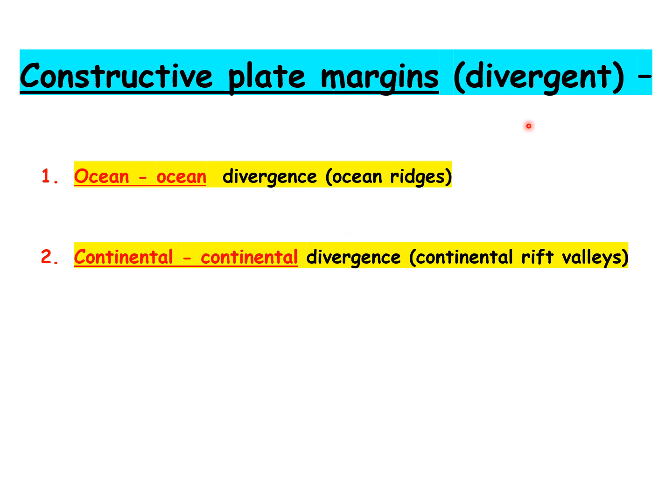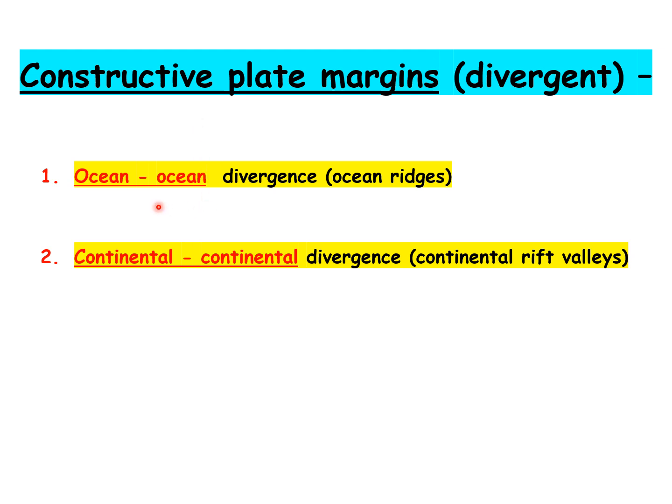So here we go. You can see the word divergence, divide, move apart. The word construct is what it means. It means that new plate, new crust is formed. So you've seen a little bit when I was in the previous lesson when I was talking about the ocean ridge, ridge push theory, etc.